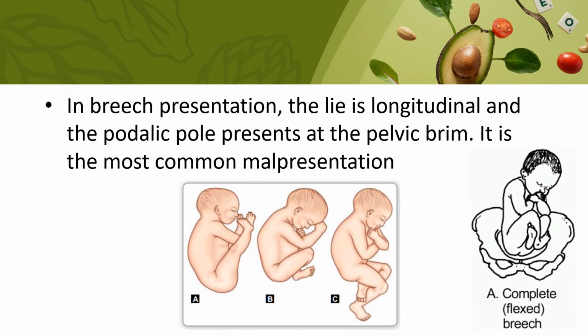Next, in breech presentation, the lie is always longitudinal. Then the podalic pole is present at the pelvic rim. See, this podalic pole is present at the pelvic rim. This one we can call the pelvic rim, this part. This is the pelvic rim. So the podalic pole is present at the pelvic rim. Okay. Next.